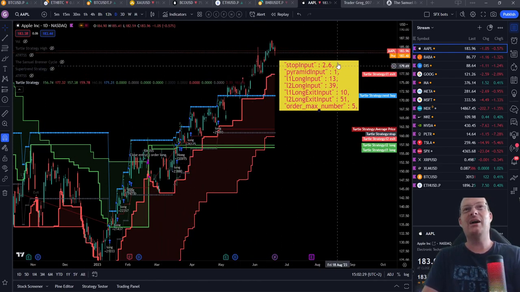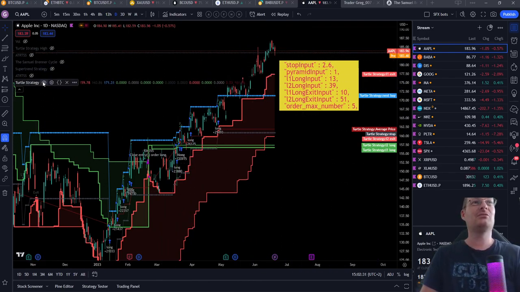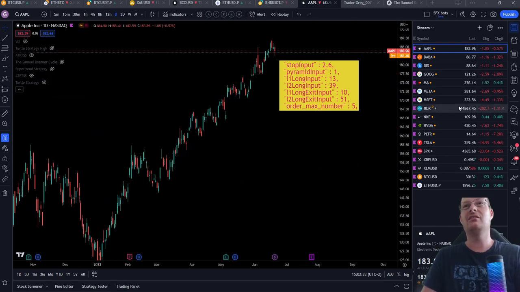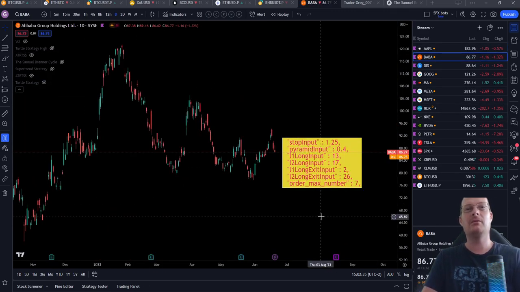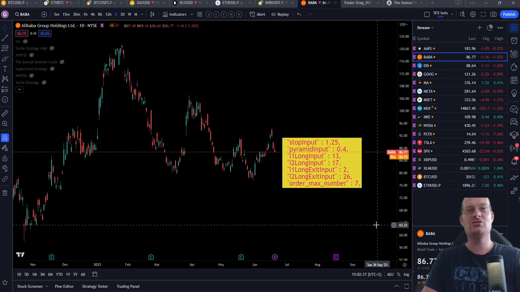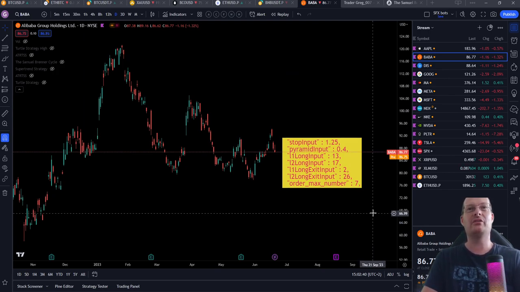All right, so Apple, these are the settings. I will hide the indicator here. Alibaba, just pause the video if you want to take over those numbers.